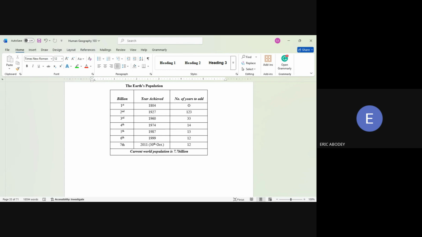Please, do you understand the table? Looking at the extreme end, you see the years of change from 0 to 123, which is the difference between 1927 and 1804. It gives you 123. So from the first 1 billion to the second 1 billion, it took the world 123 years.